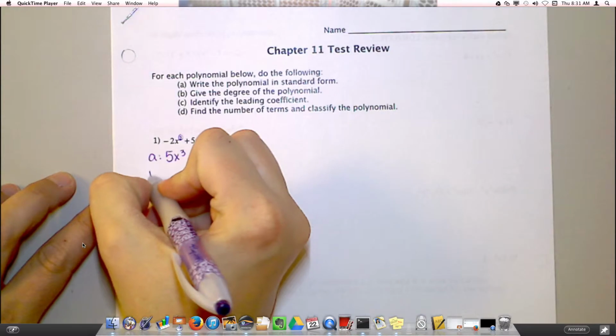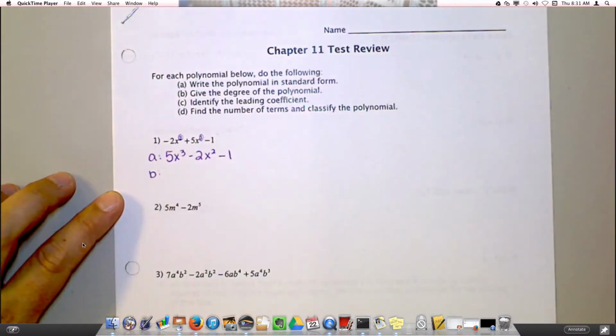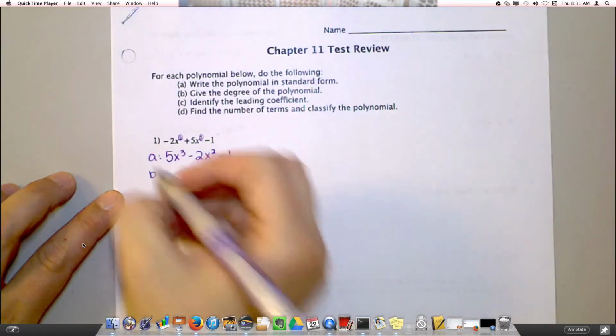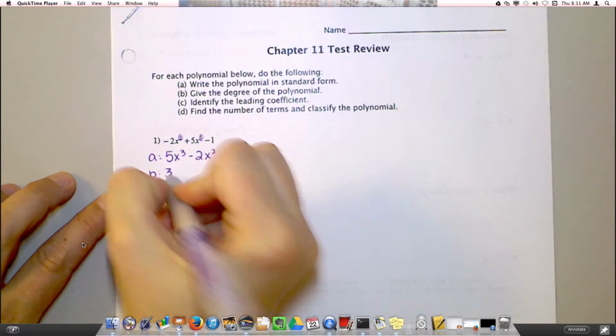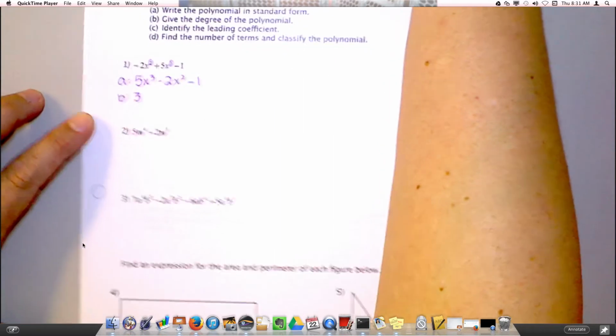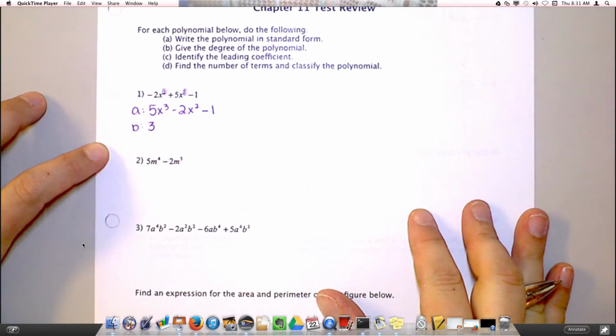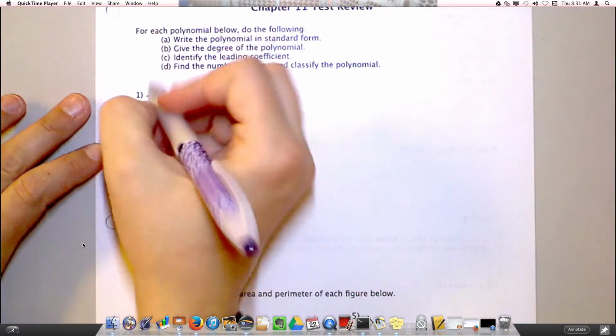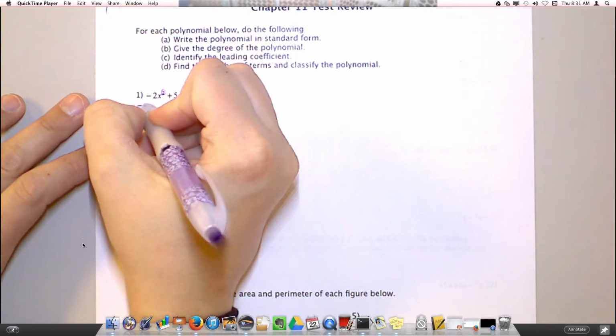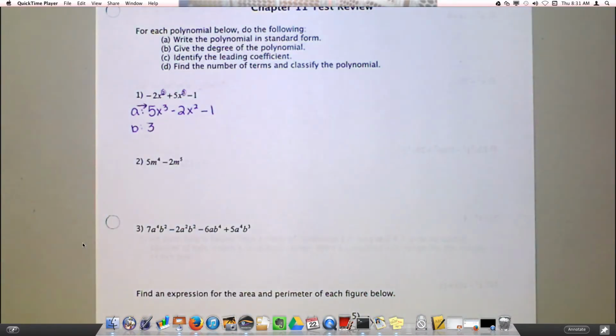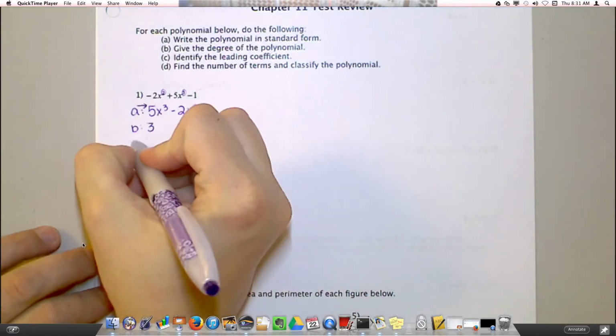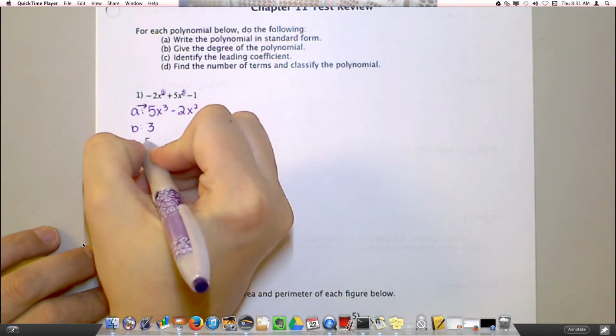What's the degree? 3. How do you know? Because it's the highest exponent. Okay, the largest exponent is 3, so that's my degree. Okay, what's the leading coefficient? 5. Okay, leading coefficient is always just the number that's in front once you have it in standard form. You've got to have it in standard form first before you can identify that leading coefficient. So that would be 5.